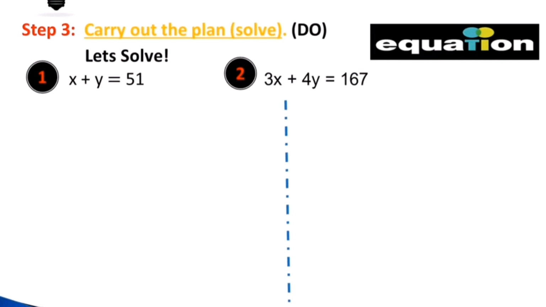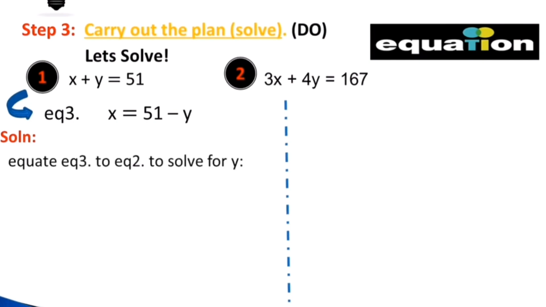Then what you're going to do is the same process, you're going to have an equation out of equation 1 or equation 2. So I want to again equate equation 1 to have equation 3 as in x in terms of y. So I have x equals 51 minus y. So I am going to use equation 3 to equate it to equation 2.